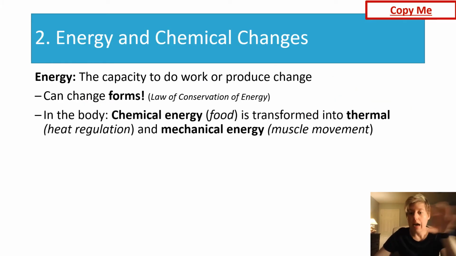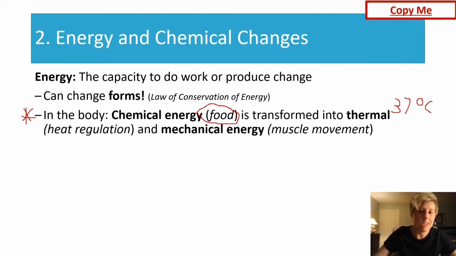So in our body, and this is specifically for our body, the key change that we have is that the chemical energy that is found in the food that we eat is transformed into, number one, thermal energy, because your body has a temperature of 37 degrees Celsius. That is basically the key temperature that your body is. Higher than that, you are basically running a fever. Lower than that, you are in hypothermia.